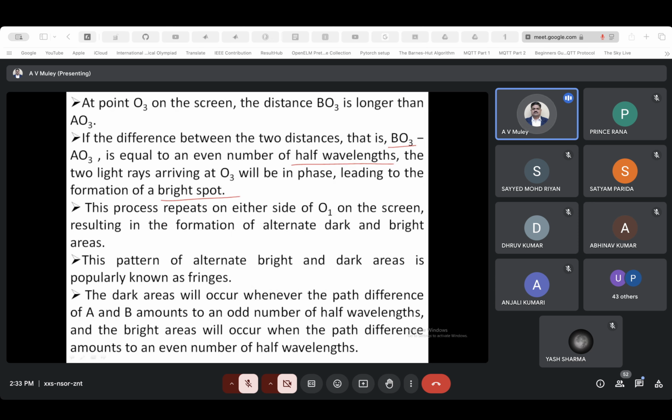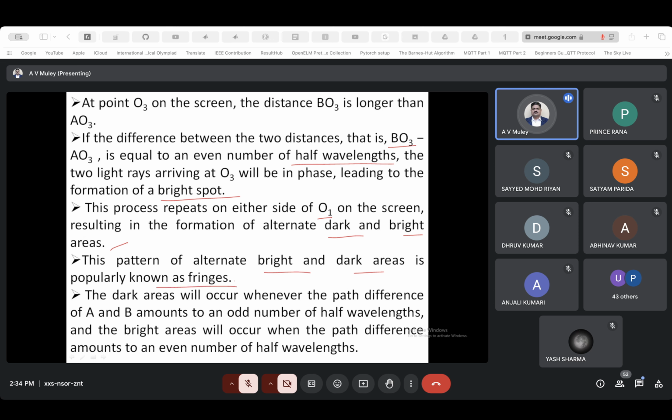The process repeats on either side of, say, O1, मतलब ये प्रोसेस दोनों तरफ से होगी. So on that particular surface you will get dark and bright spots, and these spots are called fringes. So on the screen, this results in the formation of alternate dark and bright areas. The pattern of alternate bright and dark areas is popularly known as fringes.